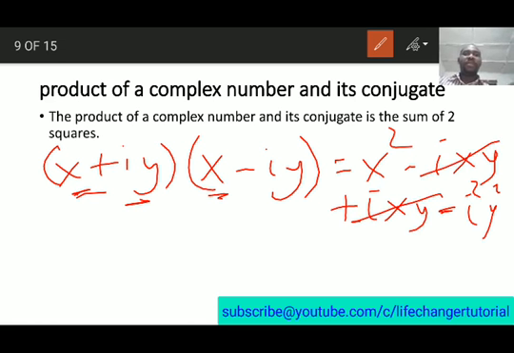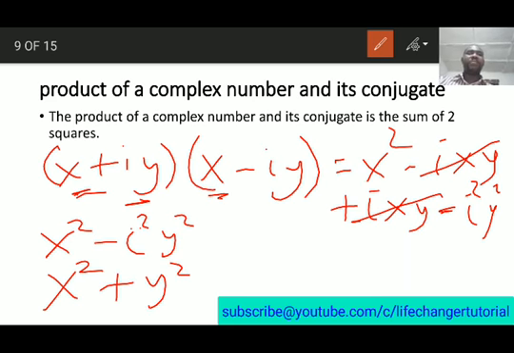So we are going to be left with x squared minus i squared y squared. Remember that i squared is minus 1. So that minus 1 makes this sign to be plus. So we are now going to get x squared plus y squared. So whenever you multiply a complex number with its conjugate, you are going to get the sum of two squares.